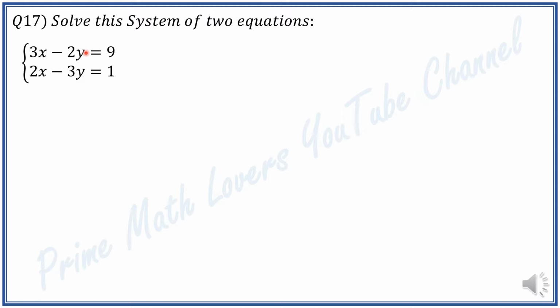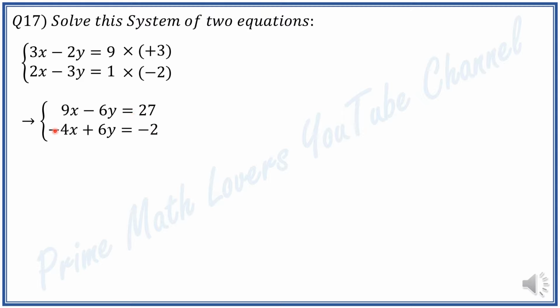Let's choose to eliminate y. In the first equation, the coefficient of y is negative 2, and in the second equation it is negative 3. To make these coefficients opposites, we multiply the first equation by positive 3 and the second one by negative 2. So we get 9x minus 6y is equal to 27, and negative 4x plus 6y is equal to negative 2.